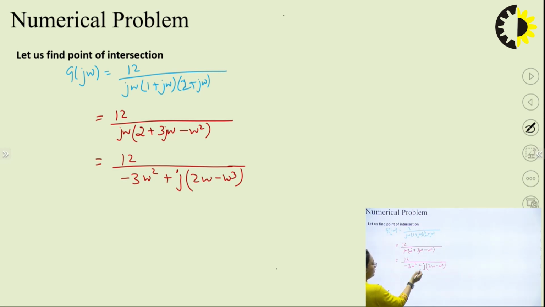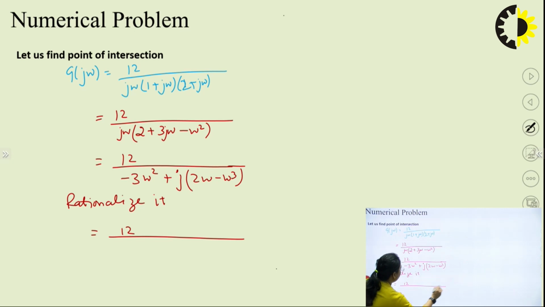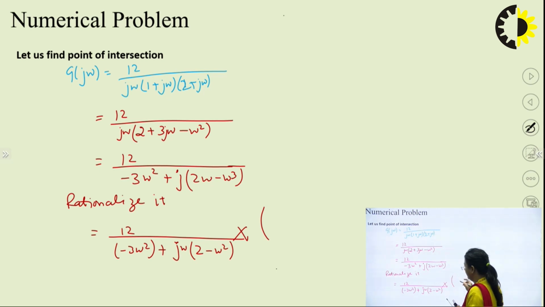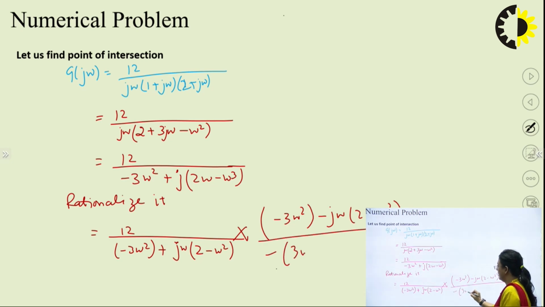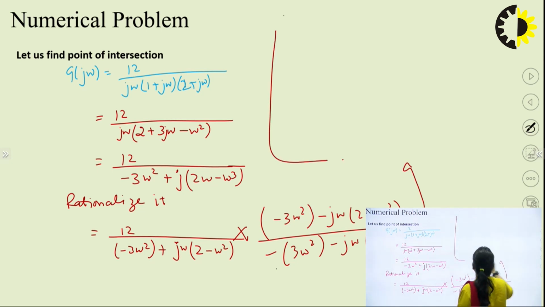Okay. So, now rationalize it. So, this will be 12 upon minus 3 omega square plus j omega into 2 minus omega square, okay, into minus 3 omega square minus j omega into 2 minus omega square upon minus 3 omega square minus j omega into 2 minus omega square, okay, rationalizing and finally solving, let us see here what value comes.